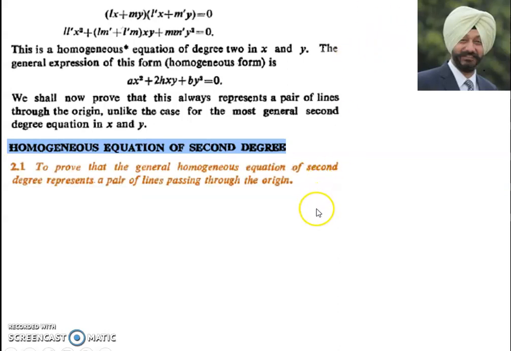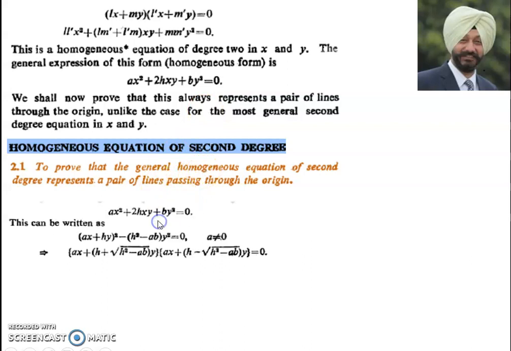The aim is to prove that the general homogeneous equation of second degree represents a pair of lines passing through the origin. So our general equation is ax² + 2hxy + by² = 0, which is a homogeneous equation. So I write the solution. The general homogeneous equation of second degree is ax² + 2hxy + by² = 0. This can be further decomposed into two linear factors by completing the square or by discriminant.